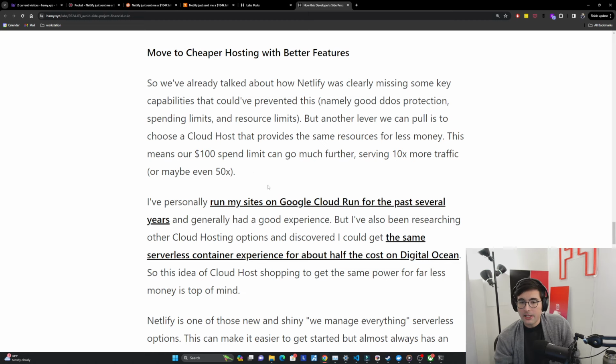And so I personally run my sites on Google Cloud Run for the past several years, and generally have a good experience. You know, they have this ability to max resources. They have this ability to cap how much you spend. It's pretty easy. But I've also been researching other cloud hosting options and discovered that I could basically get the same serverless container experience with the same amount of compute, the same amount of RAM, etc., for about half the cost on DigitalOcean. And so this idea of cloud host shopping, you know, shopping around for better deals for the same amount of power has been top of mind for me.